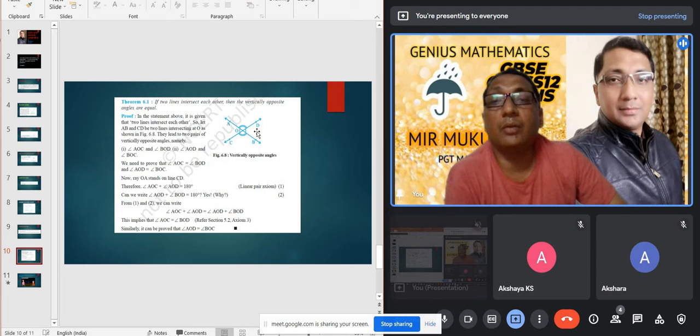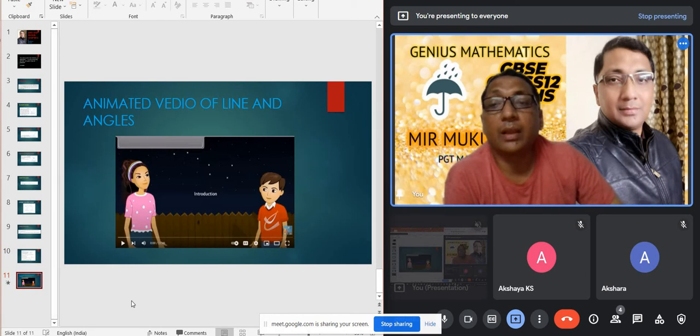Now here is the proof. If two lines intersect each other, then the vertically opposite angles are equal. So this proof is important, and in the examination also we get it. Now I'm showing one video. Just watch this video.